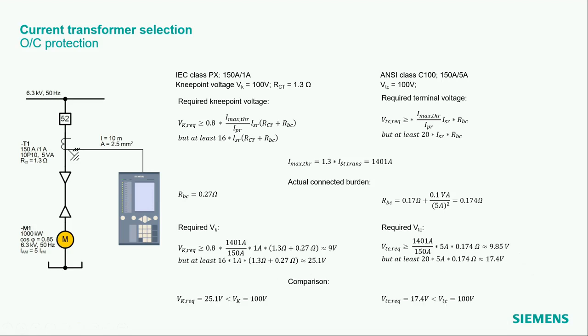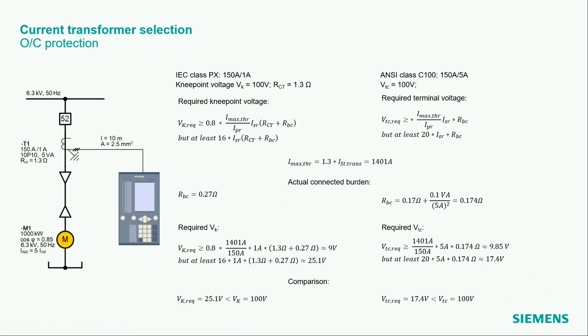And we see, if we make the comparison, the required voltage is 25 volts. This is what we calculated here. And what we get in our current transformer is 100 volt. So I just selected this kind of current transformer, so it's fine. And also on that side, it's fine. The required voltage here would be 17.4, and we have 100 volts with this current transformer.